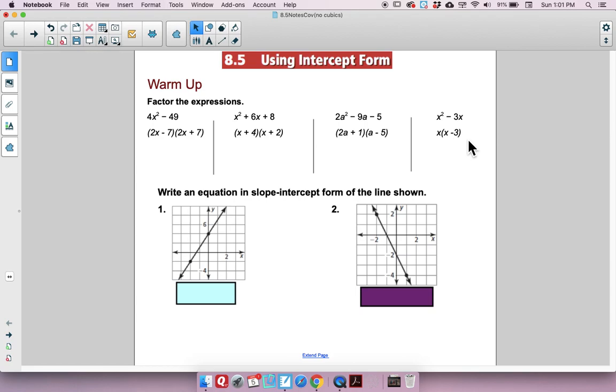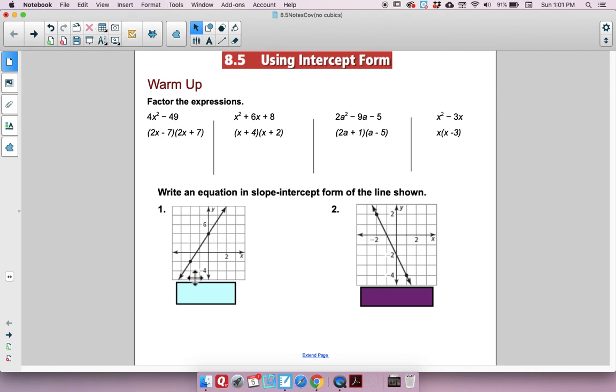Okay, second part of the warm-up says to write an equation in slope-intercept form of the line shown. So basically, you just had to look at this and get the characteristics. Slope-intercept form, hopefully you remember, is y equals mx plus b. So what's b? That's our y-intercept. Looks like these are boxes worth 2 each. So our y-intercept is at 0, 4. So b is 4.